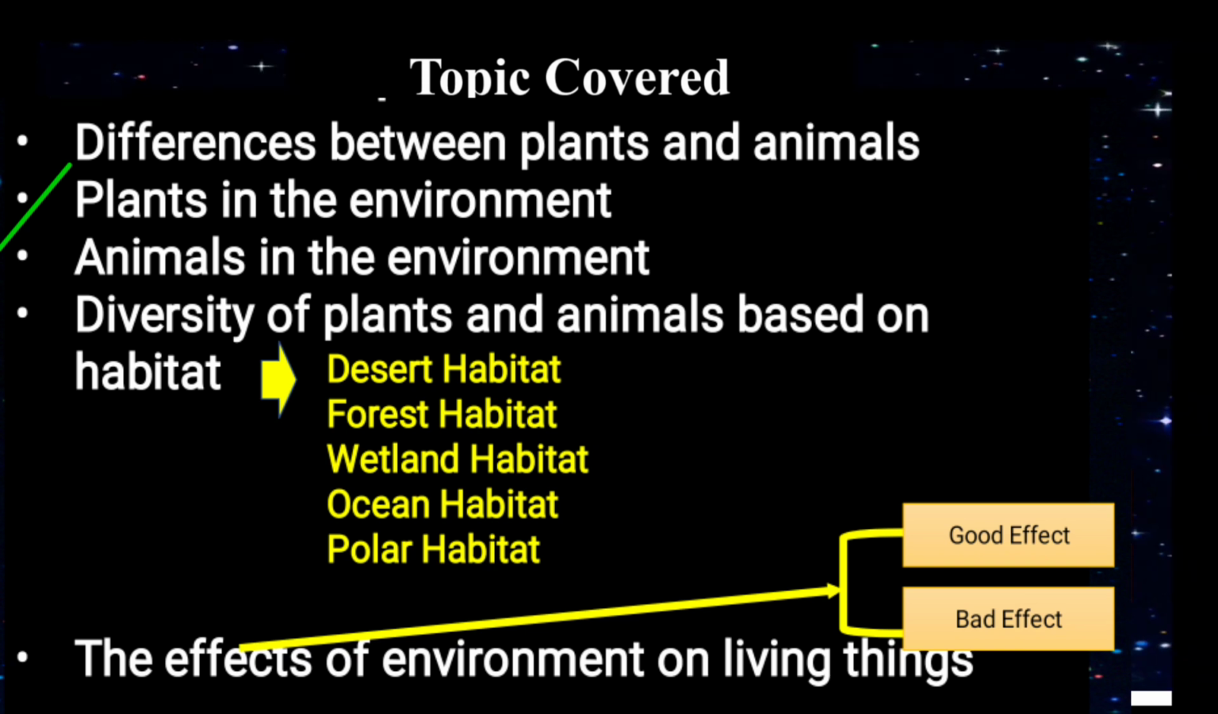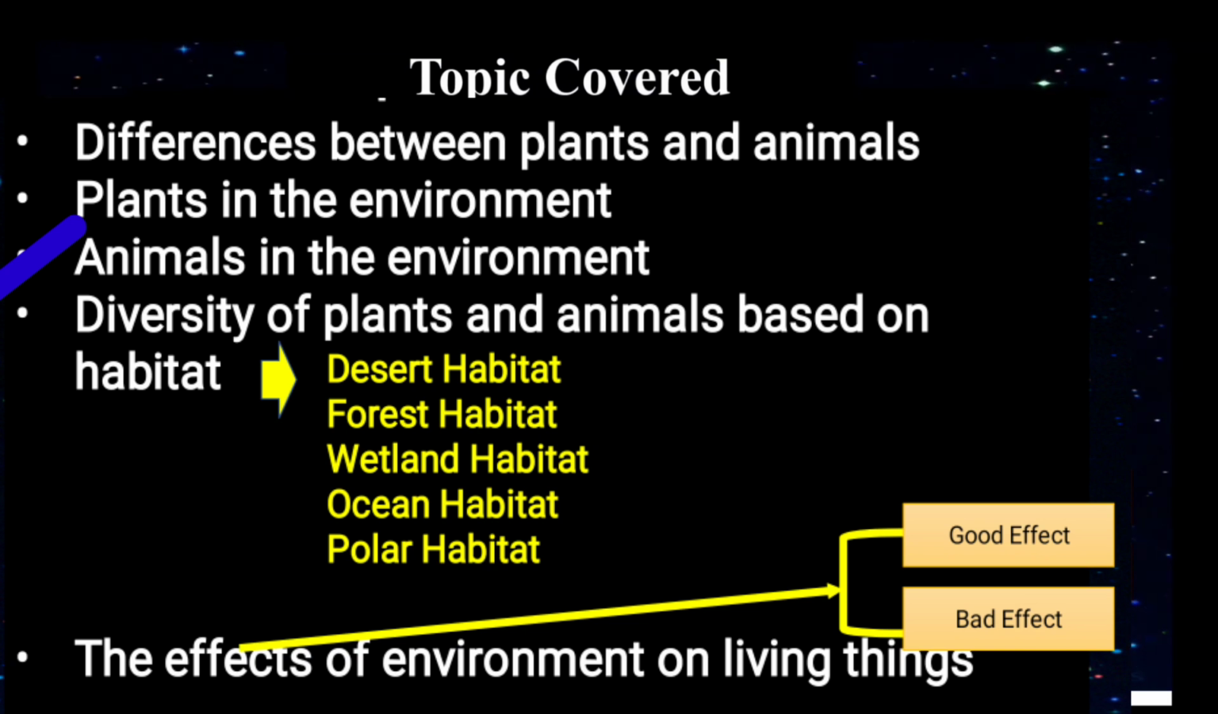After that, we learned about animals in the environment. Animals need different environments to live. For example, a rabbit lives in burrows, whereas an earthworm lives inside the soil. And crocodiles can live in the water. So different animals also need different environments, different habitats, to survive.